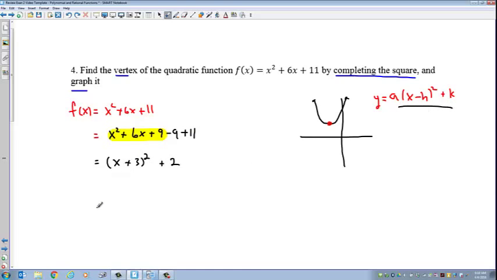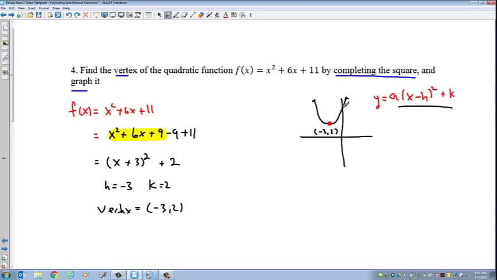And I can read off my h. My h is not going to be 3. It's actually going to be negative 3 because it's x minus h. So this is x minus a negative 3. And then my k is 2. So my vertex is equal to negative 3 comma 2. And so I can basically just label this negative 3 comma 2.